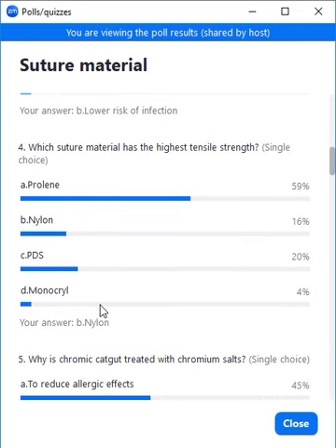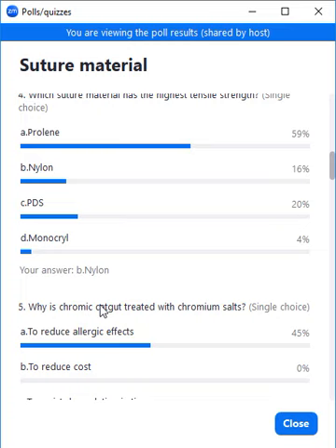Question 4. Which suture material has the highest tensile strength? Option A, Prolene. Option B, nylon. Option C, PDS. And option D, Monocryl. Correct answer is option A. 59% students answered correctly.